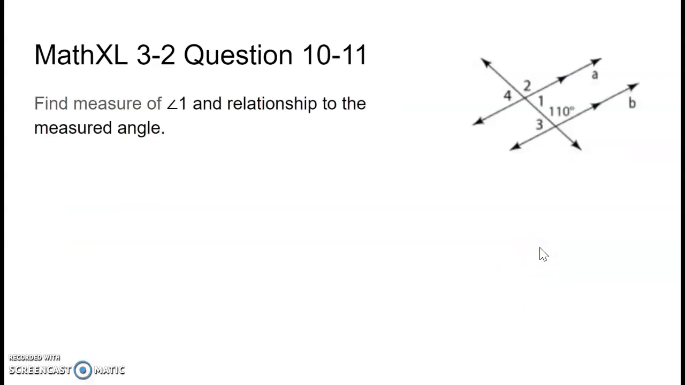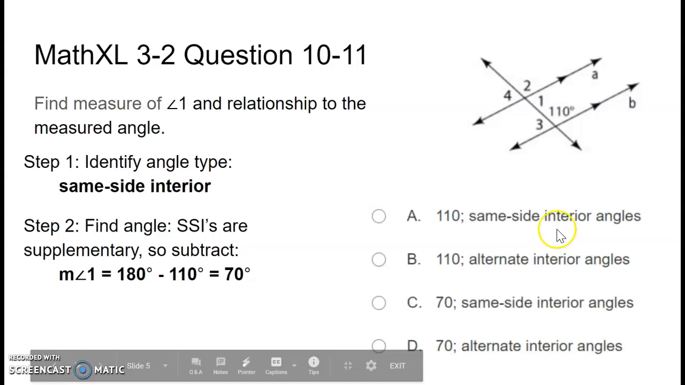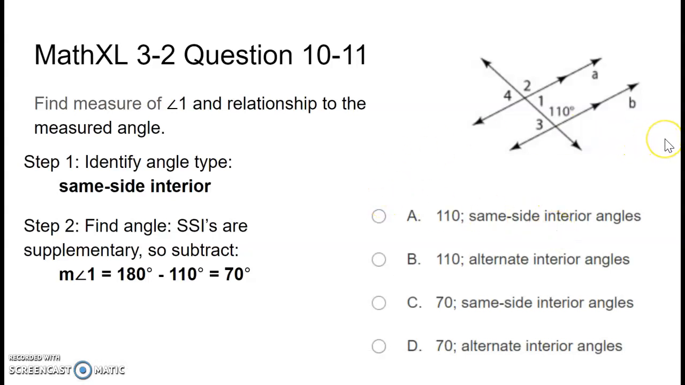Questions 10 and 11 are similar like this. It talks about angles 1, 2, 3, or 4 in relation to the measured angle. It's 110 degrees. So if you're looking at angle 1, this is the same side interior, and it's supplementary, so we would subtract. So we'd find same side interior and that they are 70 degrees. And we have some options here. You look at the choices that we've got. It's clear, it's answer C.